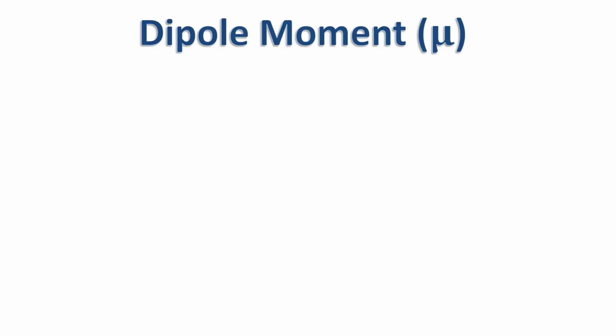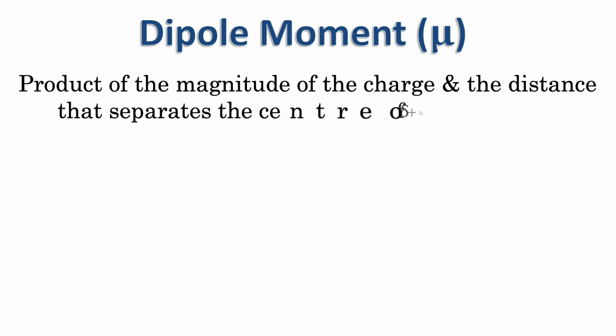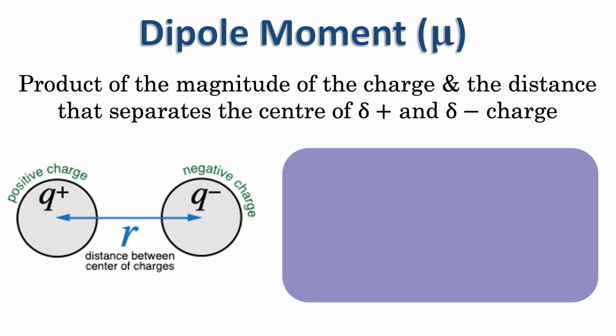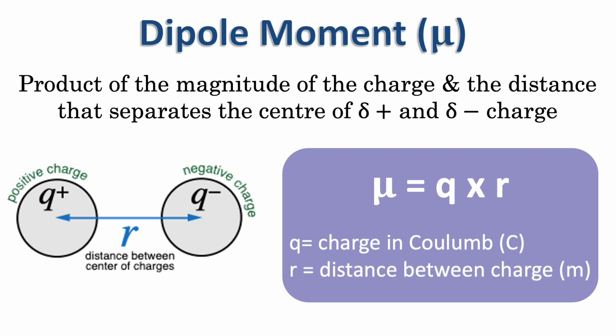Well, the answer is yes. We can measure the bond polarity mathematically by using a dipole moment. Dipole moment is a measurement that shows the magnitude of the molecular polarity. Usually, dipole moment is represented by the mu symbol. By definition, dipole moment is defined as the product of the magnitude of the charge and the distance that separates the center of the delta positive and the delta negative charge. The mathematical formula is mu equals Q times R, where Q represents the charge in coulombs and R represents the distance between the charges.